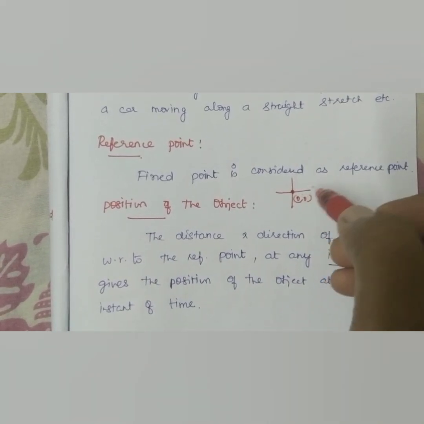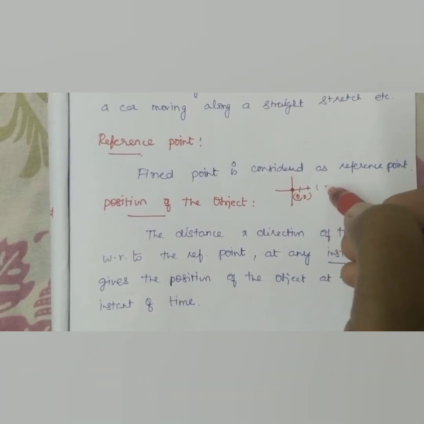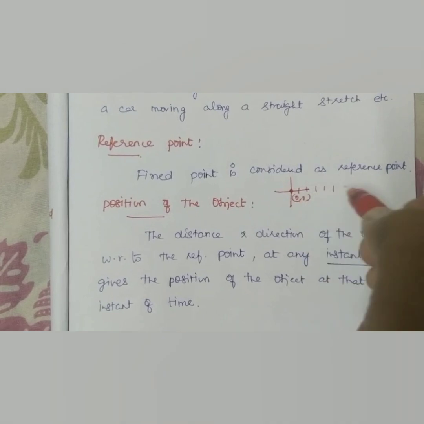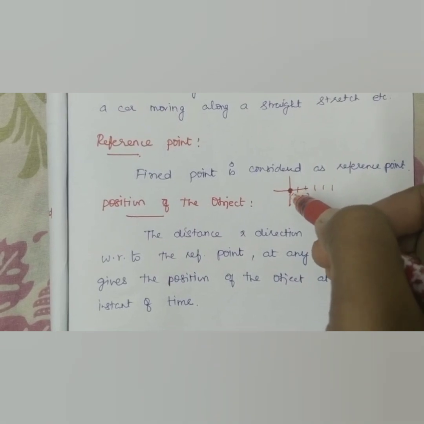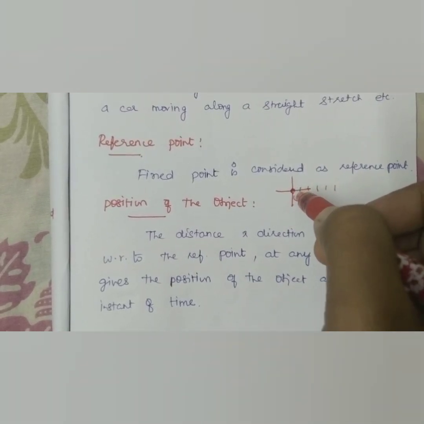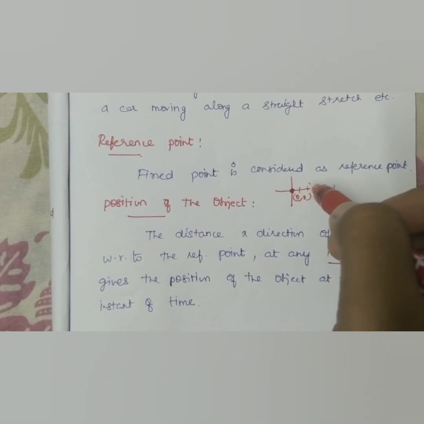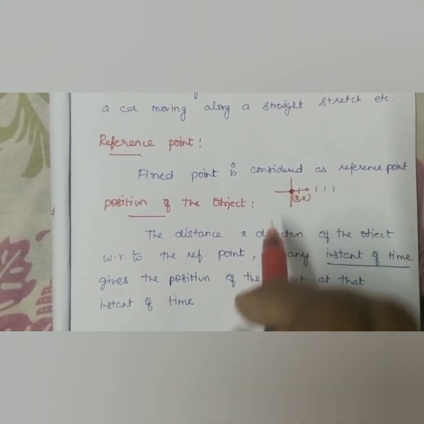For example, each column is having 1 centimeter, and for 5 centimeter, we go 1, 2, 3, 4, 5. How are we counting? With respect to the 0 point, means 0, 0. In any direction, if you take one point which is fixed as a reference point, based on that point's position only, we start counting the next one. So that point is known as a reference point.